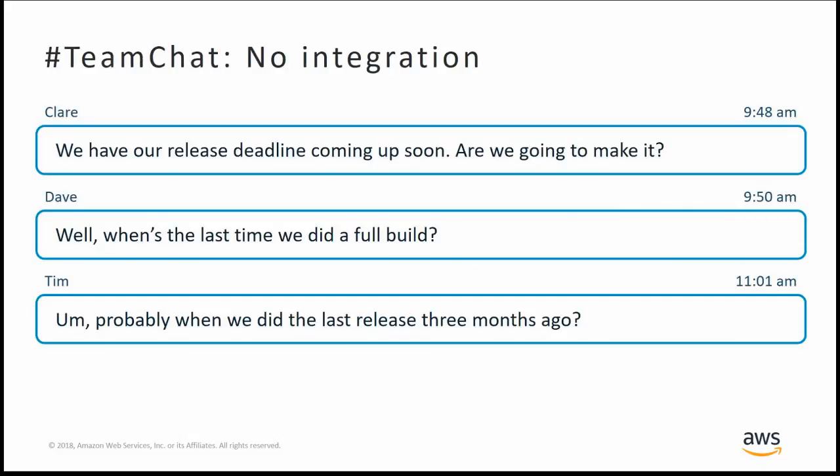So let's look at this team that has no continuous integration at this point. They have a release deadline coming up and they don't integrate on a continuous basis. And so they haven't done a full build since their last release 3 months ago. So they are in for a world of hurt once they try to actually build and integrate all of their changes together for the next release.